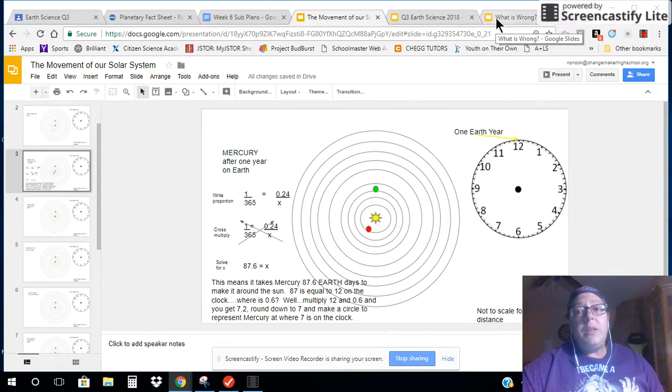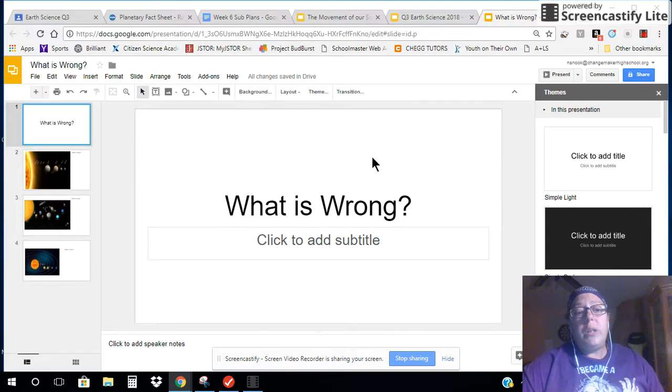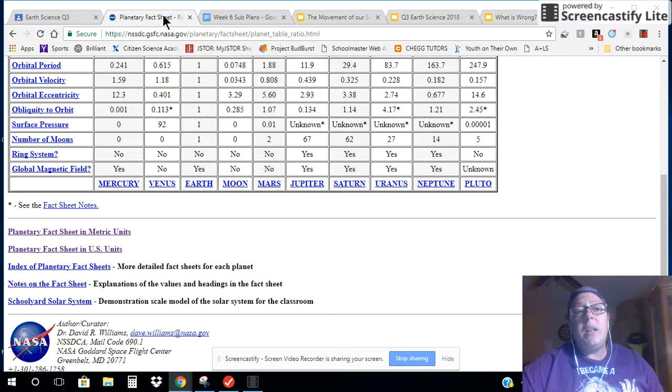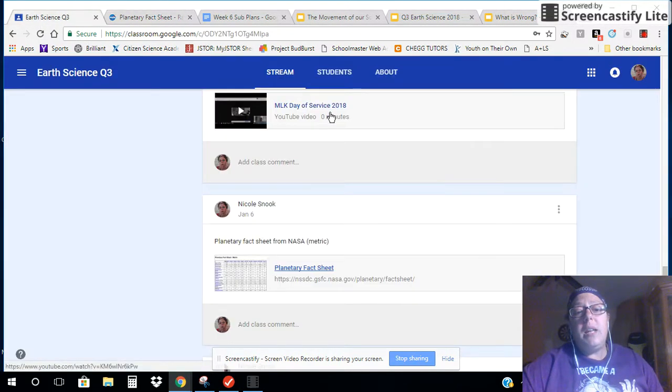You are also going to take a look at this slideshow, which is what is wrong. There are 3 images here, and you will look critically at those images and type in the blank spots what is wrong with those images. If you have misplaced your planetary fact sheet, that is also located in the Google Classroom here towards the bottom, so please make sure to get that. I'm not printing out anymore.